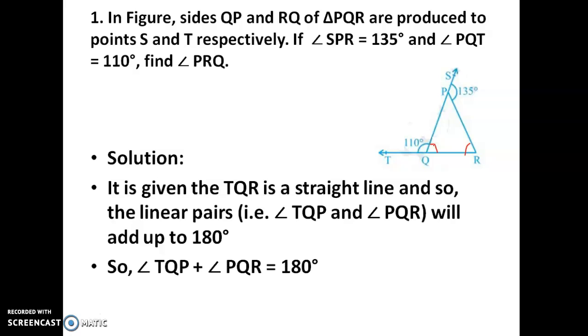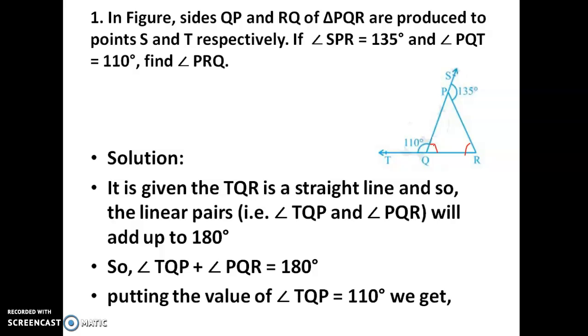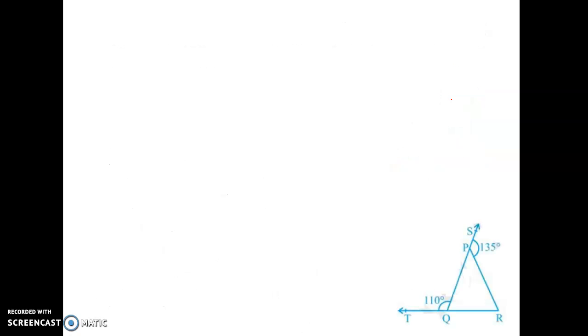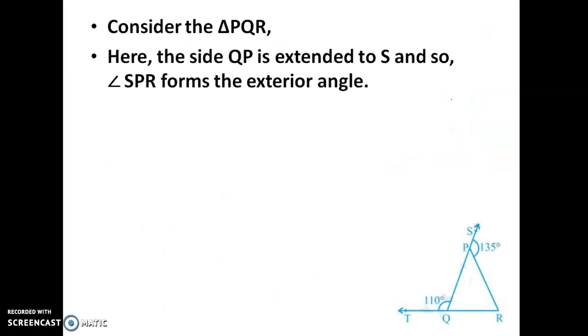So with that we can find out angle TQP plus PQR equal to 180 degrees. Putting value of angle TQP equal to 110, we get angle PQR equal to 180 minus 110 equal to 70 degrees. So we got PQR as 70 degrees. One angle of the triangle we got now. So the same way this is also a linear pair. This is also a straight line, and one angle we know, one angle we don't know. So we can use the same and we can find out.